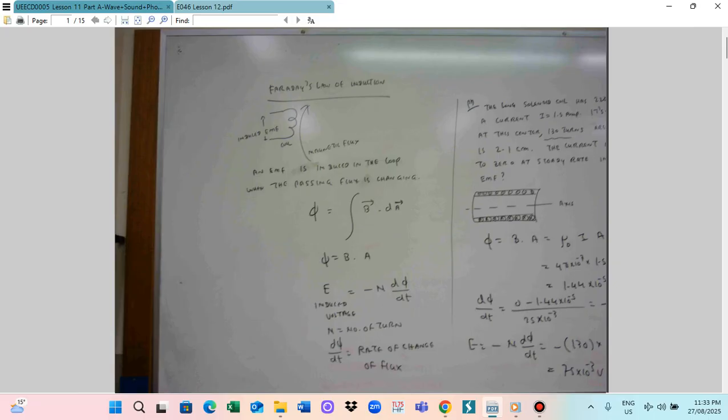So the EMF in the loop is induced when the passing flux is changing.